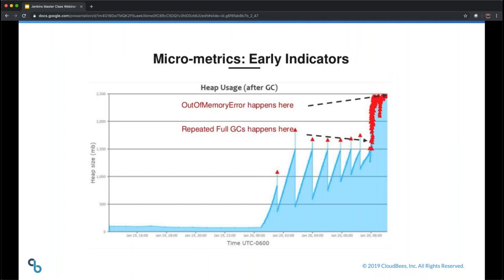Now, going back to micrometrics, there are early indicators in looking at these logs, and the early indication points are here. If we see those full garbage collection cycles happening, we know that we've undersized the JVM from a heap standpoint, or it's possible that we have a memory leak. So looking at those micrometrics early gives you an idea before the issue actually happens, where out of memory errors happen up here.